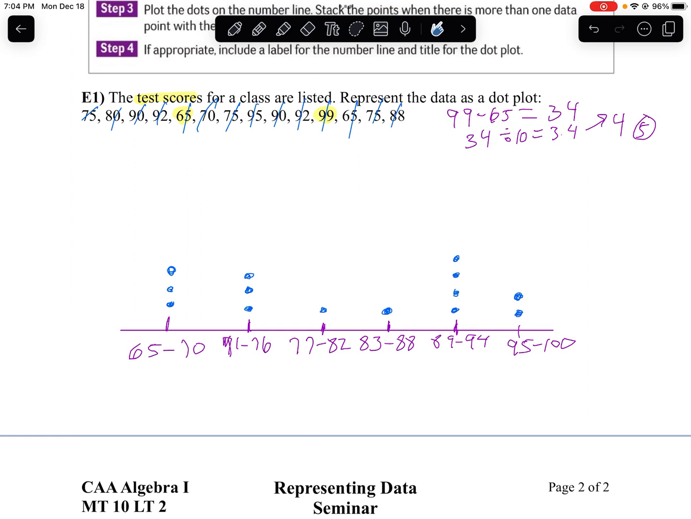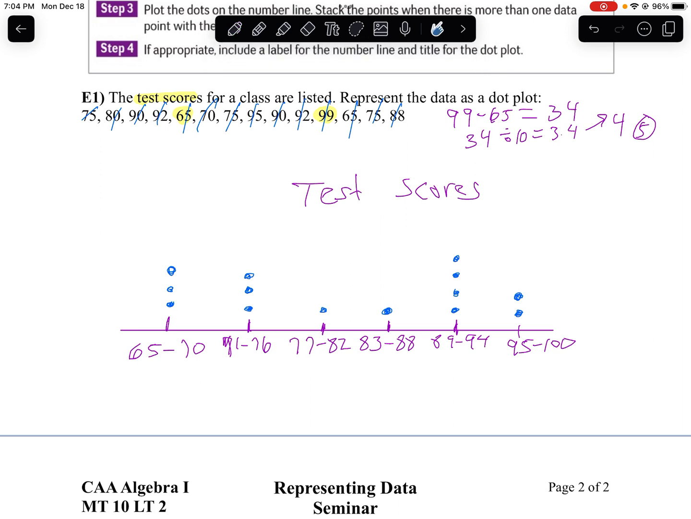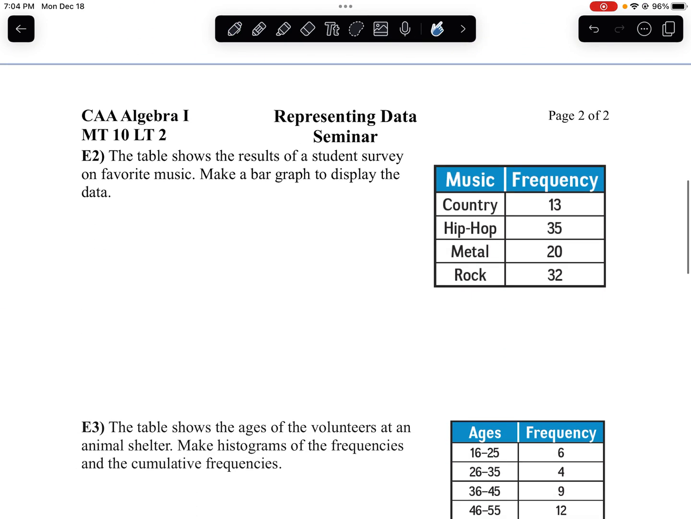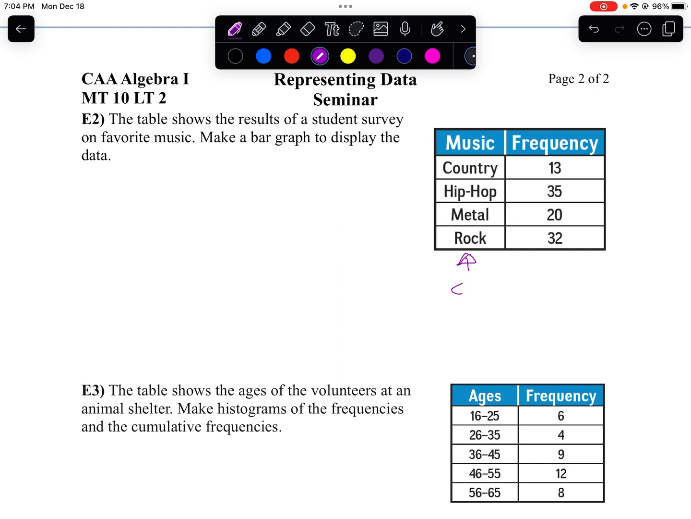Hey, on example 1, I pressed pause too quick. Don't forget to label your graph. So this would be test scores. Now if we take a look at example 2, now we're going to make a bar graph. You know to make a bar graph when your data is categorical.